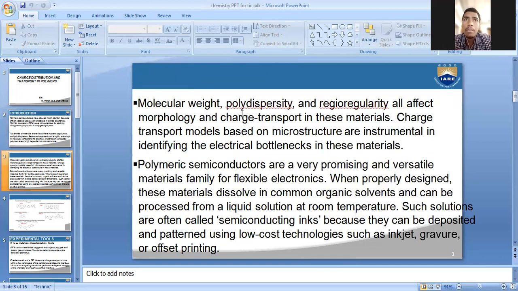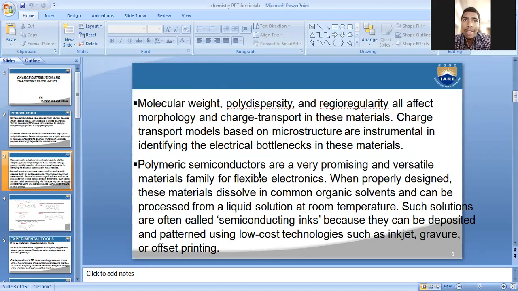Molecular weight, polydispersity, and regularity all affect morphology and charge transport in these materials. Charge transport models based on microstructure are instrumental in identifying the electrical bottlenecks in these materials.